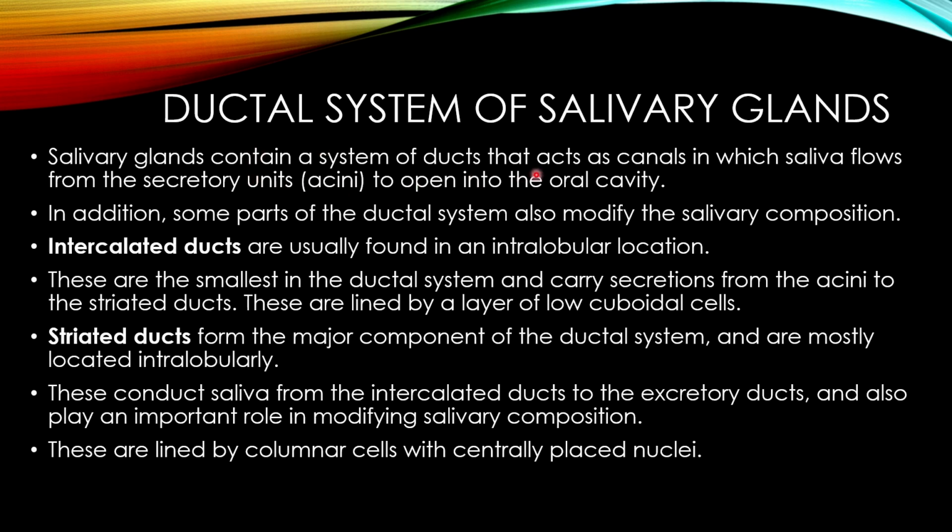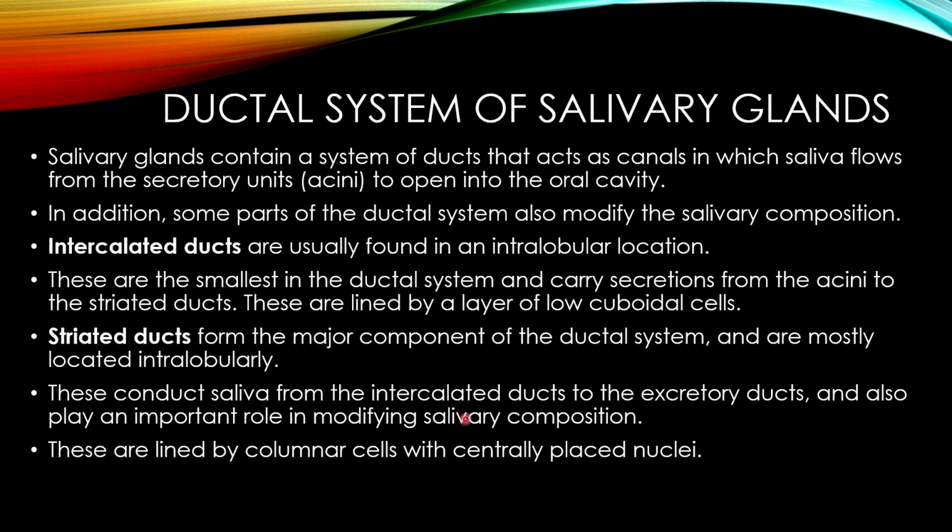Salivary gland contains a system of ducts that acts as canals in which saliva flows from the secretory unit to open into the oral cavity. Some parts of the ductal system also modify the salivary composition. Intercalated ducts are usually found in an intralobular location, within the lobule. They are the smallest in the ductal system and carry secretions from the acini to the striated ducts. These are lined by a layer of low cuboidal cells. Then come the striated ducts, which form the major component of the ductal system and are mostly located intralobularly.